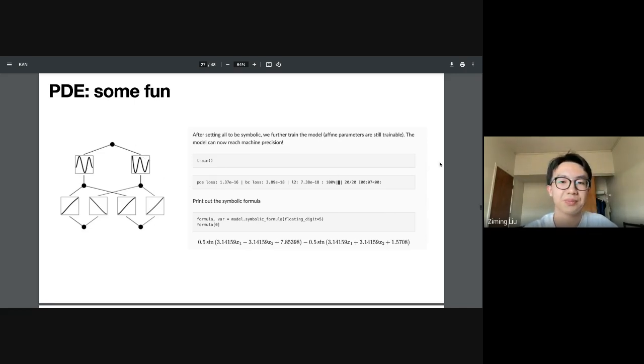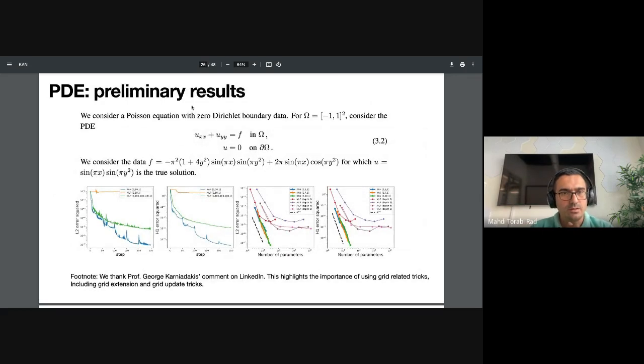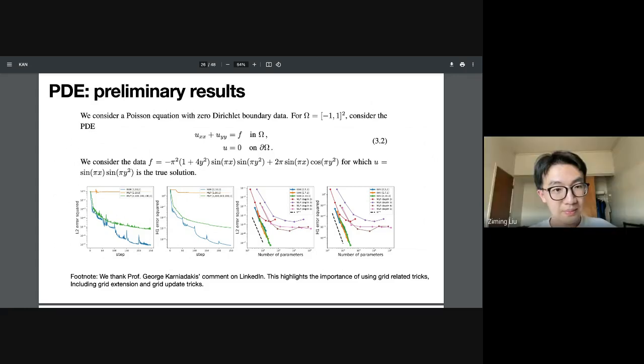Sorry, if I may interrupt you here. Could you please go to the previous slide where you show this training curve? Yeah, here. Looking at the first plot from the left, we see at some steps your L2 error really jumps and then keeps coming back. Yeah, yeah. And what is the reason for that?